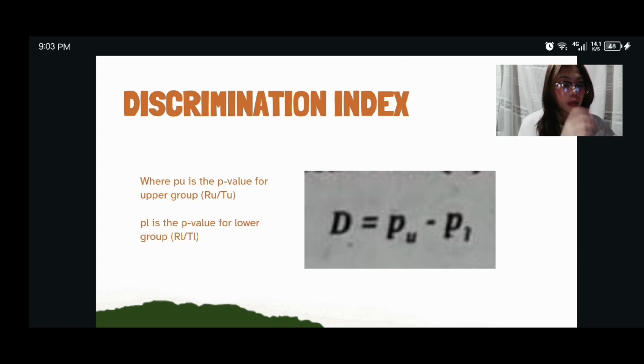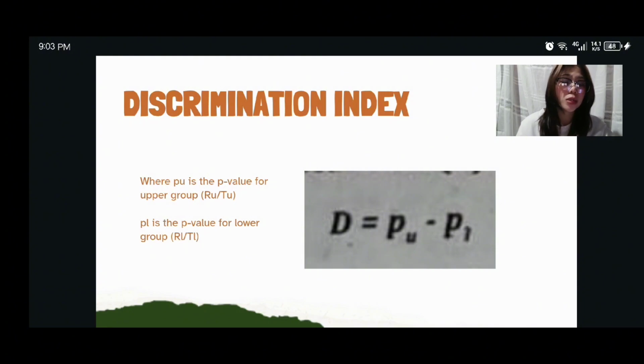To calculate the p-value, the difficulty index for the low scoring group, this is the proportion of students in the low scoring group who answer the items correctly. This refers to Pl equals Rl over Tl. We must subtract the p-value of the low-scoring group from the p-value of the high-scoring group.